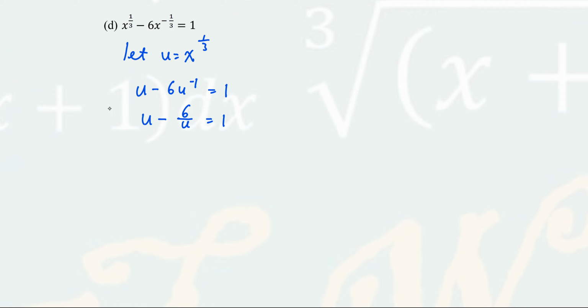Now for the whole equation, to eliminate the denominator, just multiply by u. So the first term, u times u, becomes u squared. The second term is −6. The third term is 1 times u, you get u. Now I rearrange it to get the general quadratic equation form. That will be u² − u − 6 = 0.